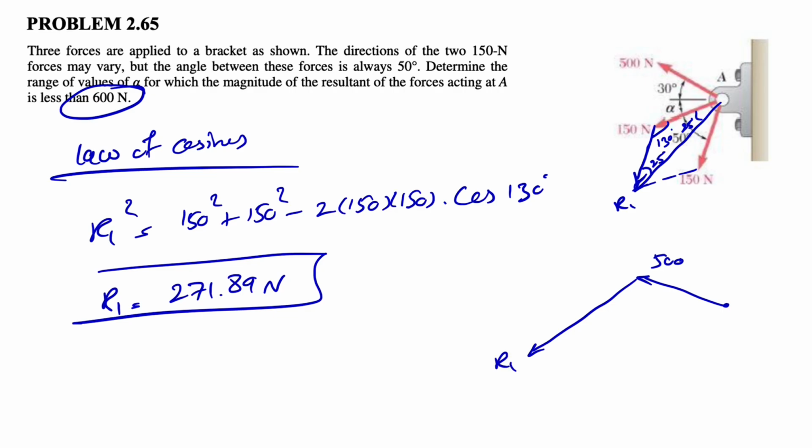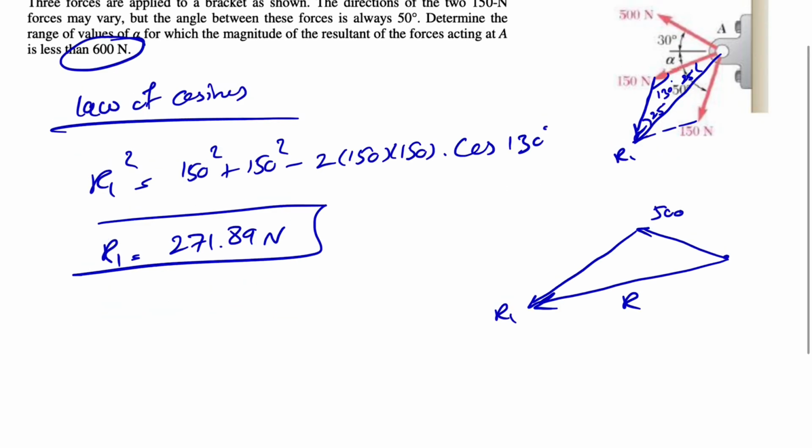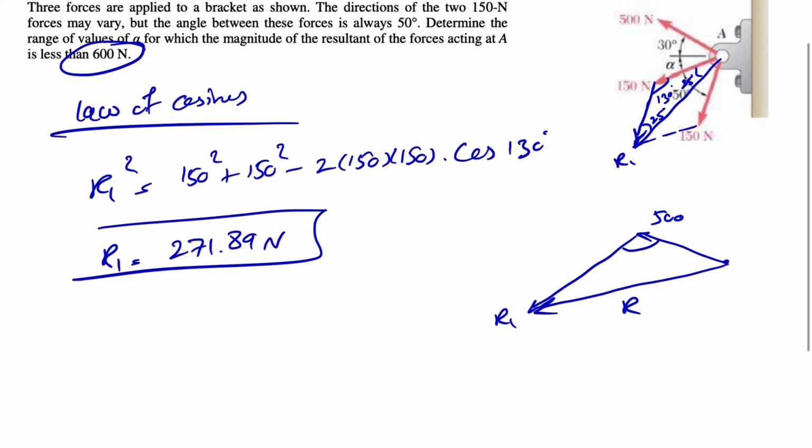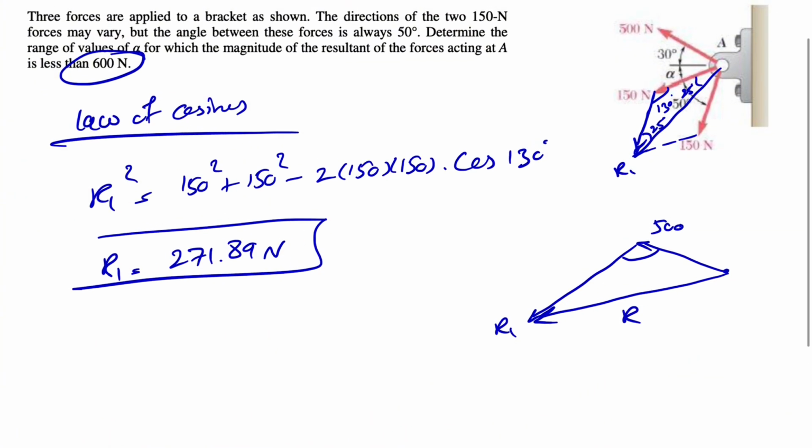So we have this 500 force in here, and this will be our R1. Again, we are using the triangle rule, and this would be the R that the question is asking, which has to be less than 600 newtons. So we can do the same thing as long as we have this angle. We should be good to go to find the angle alpha that the question is asking. And how we can find that angle is that if we continue the 500 Newton force, we know this angle here is 30 degrees. That's what we have in the question.